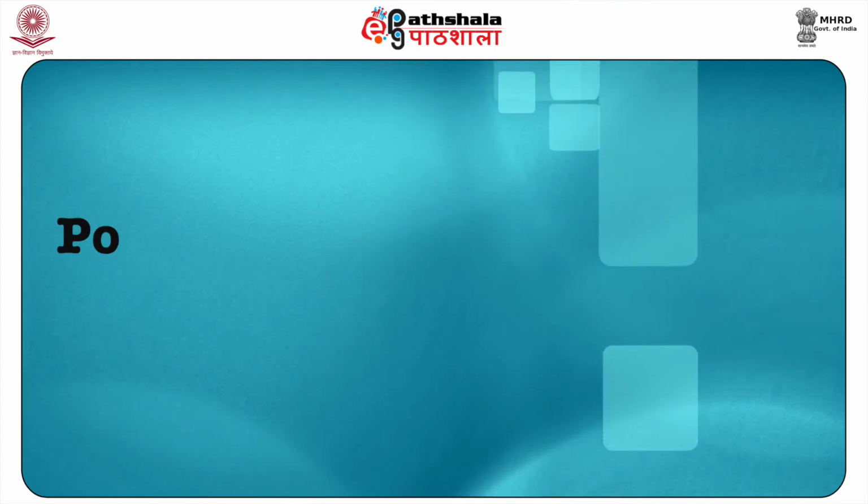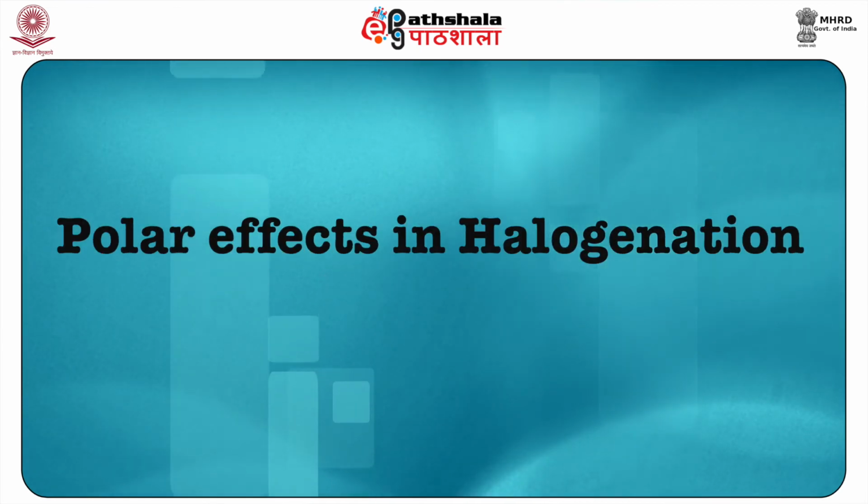At the other extreme, free radical iodination of alkanes does not work well at all, as the hydrogen abstraction step is too endothermic for the reaction to proceed further. Polar effects in halogenation.